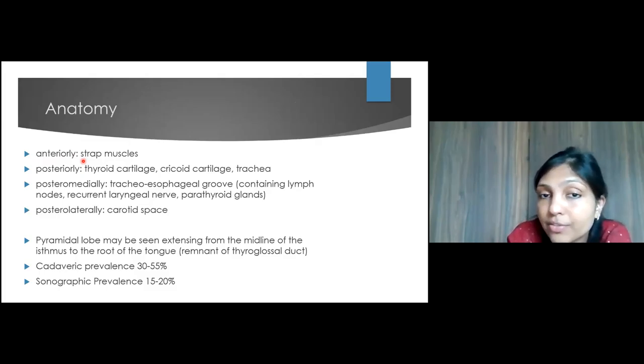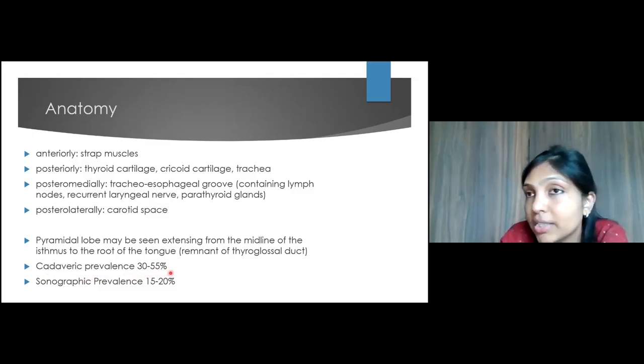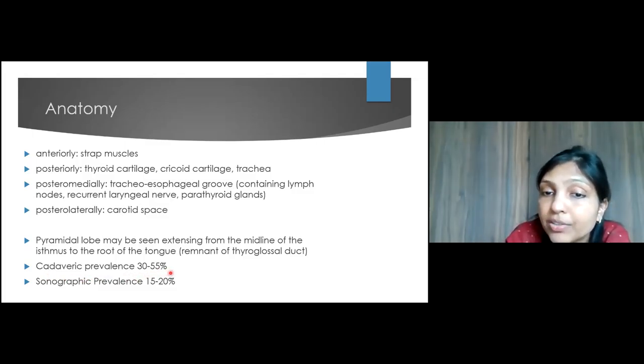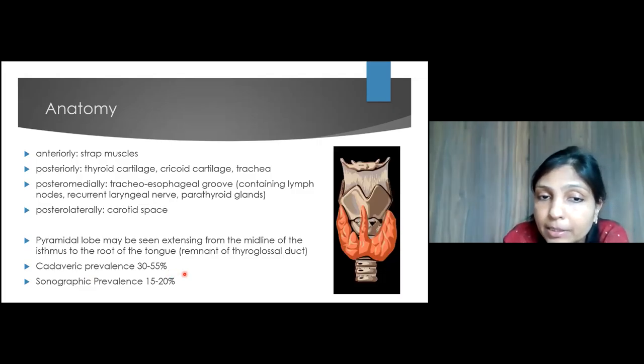Posteromedially, we have the tracheoesophageal group, which contains lymph nodes, the recurrent laryngeal nerve, and the parathyroids, and posterolaterally, we have the carotid space. Now, one important thing to identify is the pyramidal lobe. The pyramidal lobe is essentially an embryonic remnant of the thyroglossal duct. So basically, as the thyroid is developing from the base of the tongue, the remnant actually fails to regress. And this is what remains as a finger-like projection, which comes out of the isthmus as we see it here.